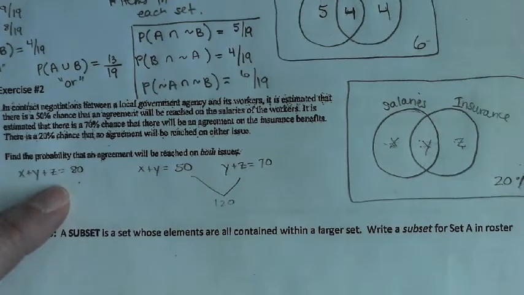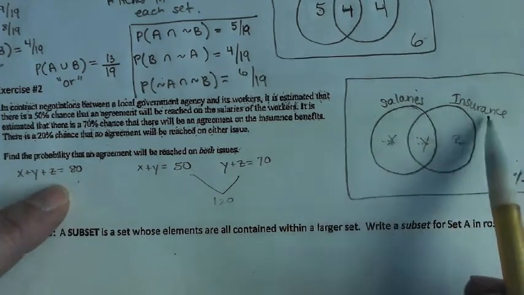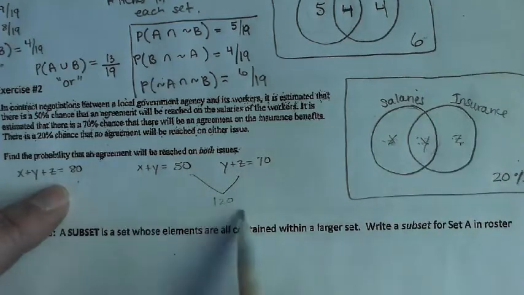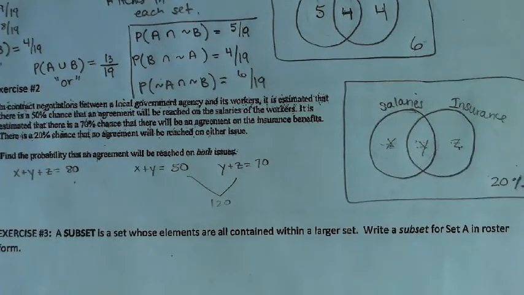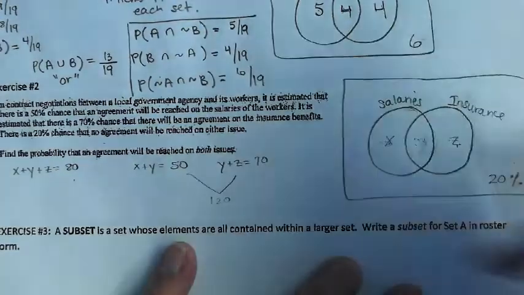There's your both category. That got double counted. That's why it's over. It got counted in the salary circle, and it got counted in the insurance circle. That's why we're over our target number by 40. So y is going to be 40.